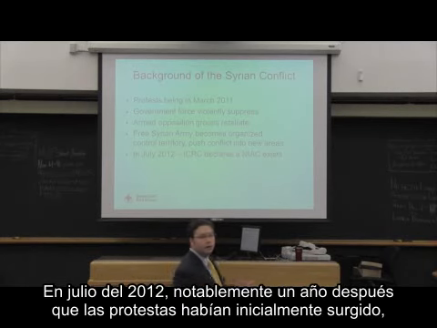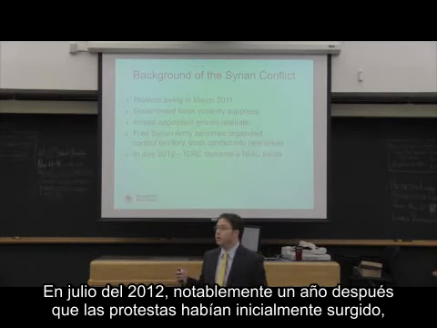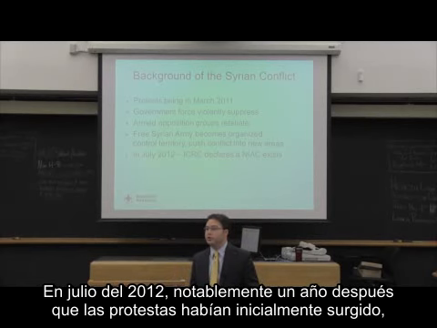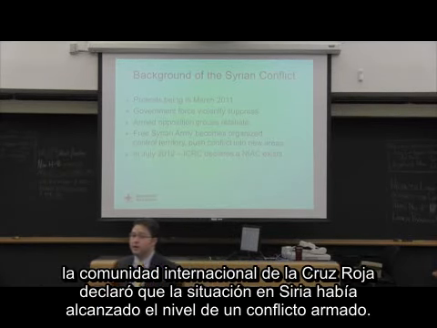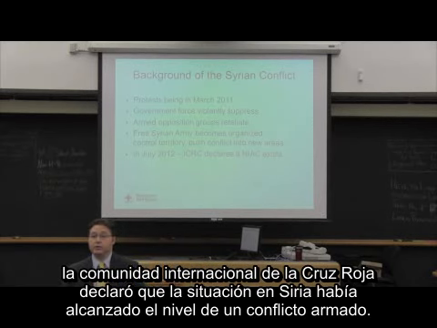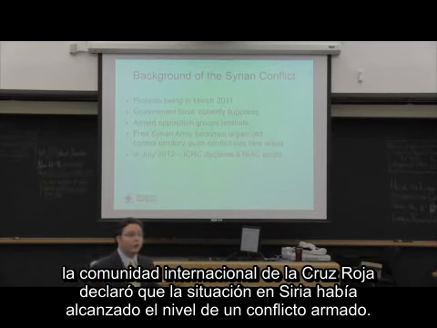In July of 2012, so notably over a year after the protests had initially sprung up, the International Committee of the Red Cross came out and stated that the situation in Syria did rise to the level of an armed conflict.